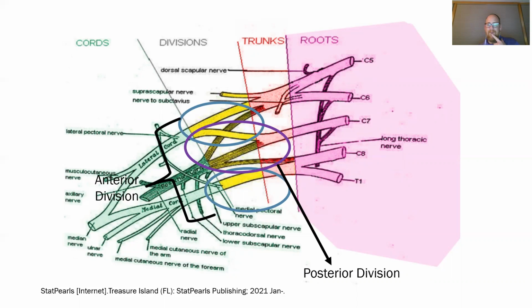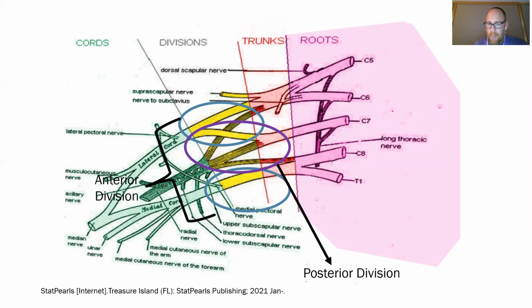Divisions. All right, believe it or not, there are only 2. I know I have 3 circles here. Let me explain what that means. So the blue circles in this drawing represent the anterior division, okay. The purple circle in the back represents the posterior division. So blue circles, anterior divisions; purple circle, posterior divisions.